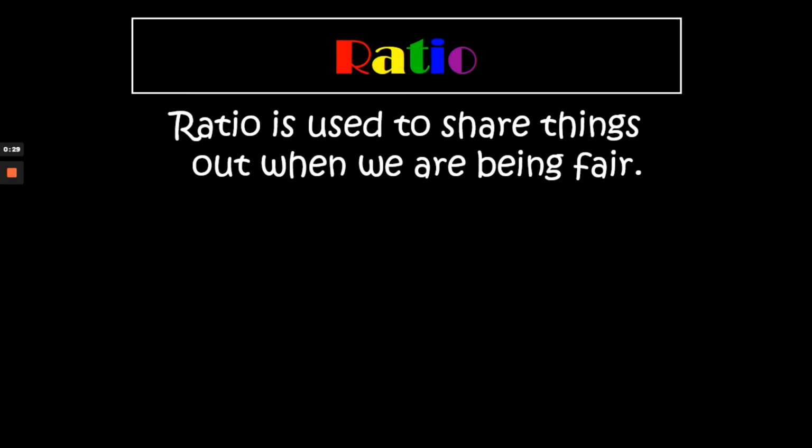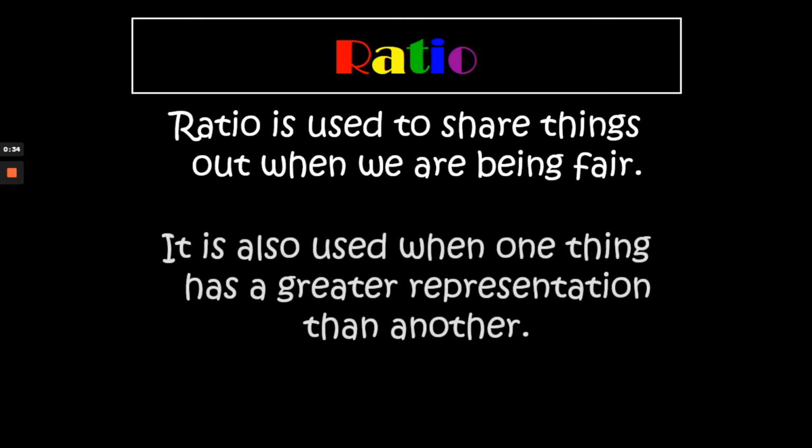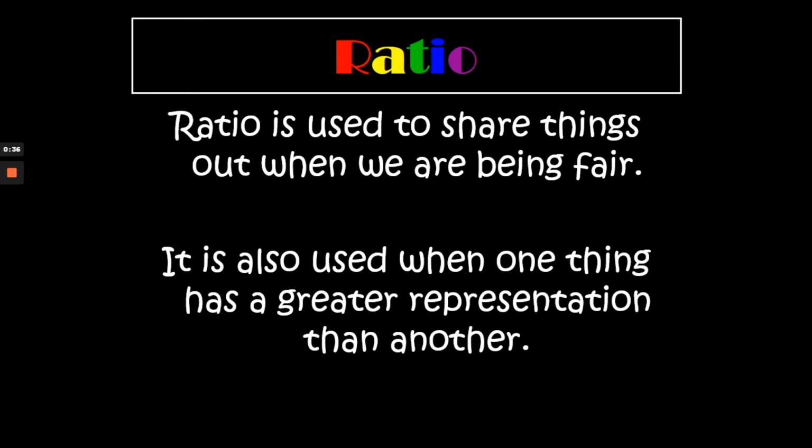So a ratio is used to share things out when we are being fair. And it's also used when one thing has a greater representation than another. So it's a way of splitting things that's fair, but it hasn't got to be half and half.